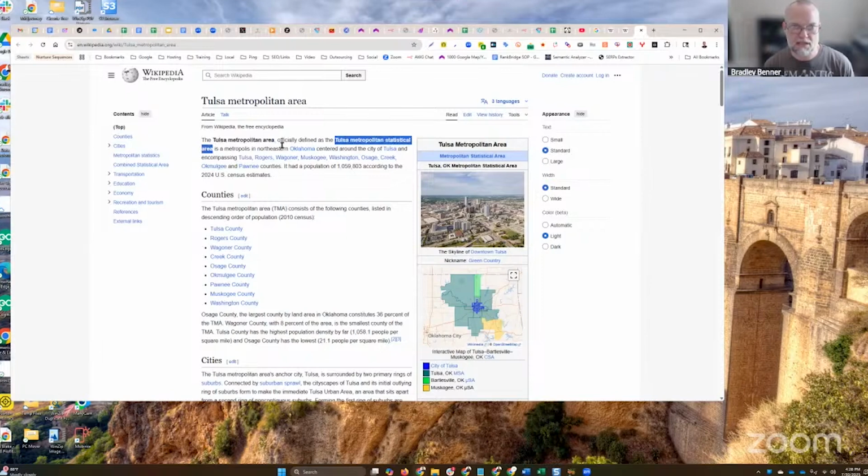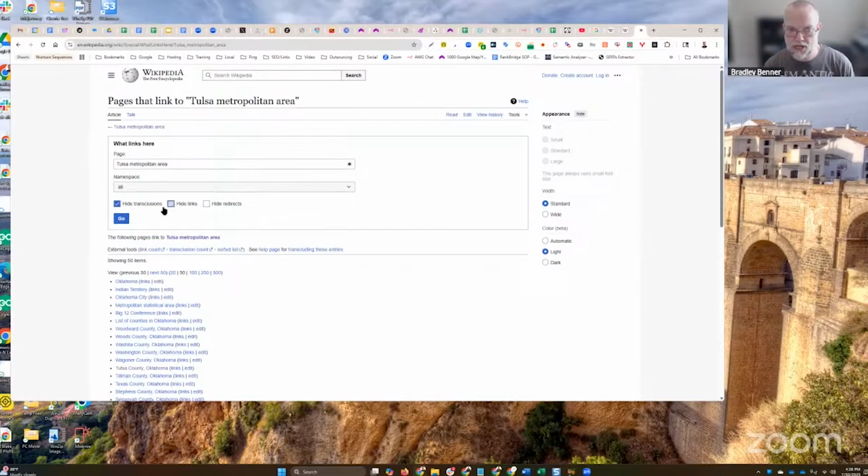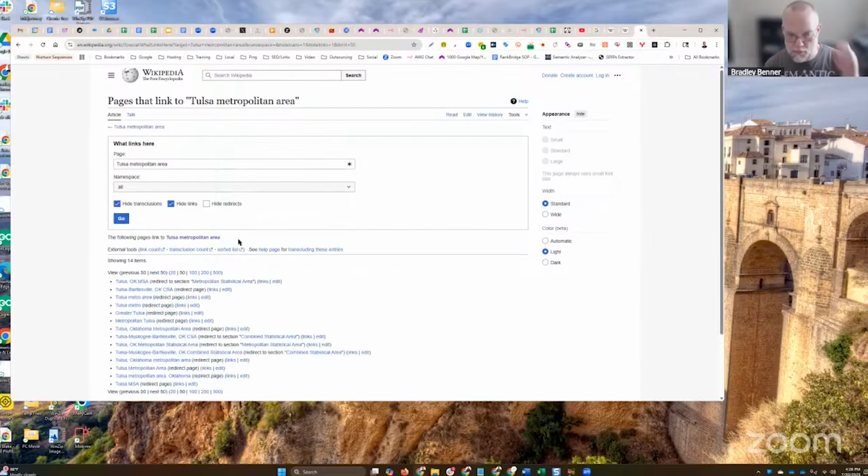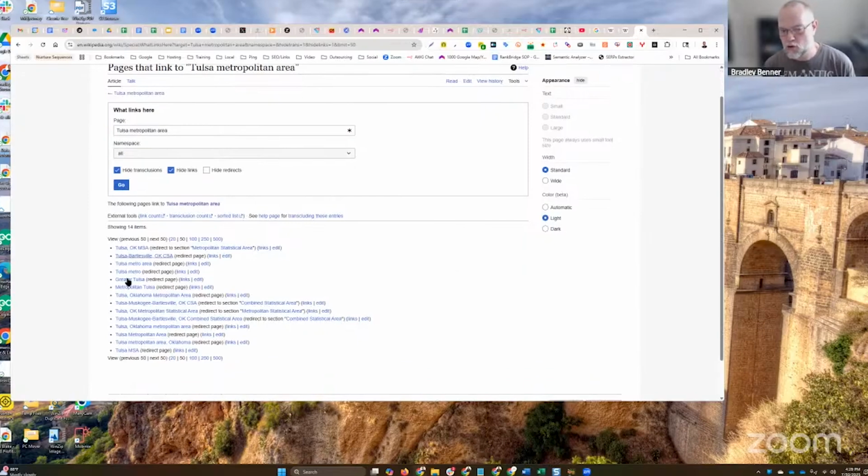Any bolded text in the paragraph text of a Wikipedia page is also an entity variant, but you can also click on tools, what links here, hide transclusions and hide links. One of our mastermind members named Nolan from the UK was the one that pointed this out to me. It was one of my favorite SEO tips for the last several years. I'm not joking. I freaking love this tip, but those are all different entity variants for that term. So Greater Tulsa would be the location region.